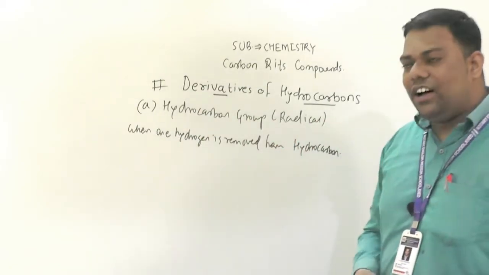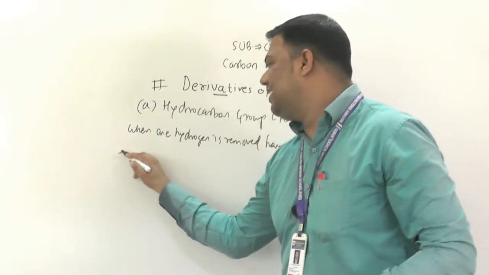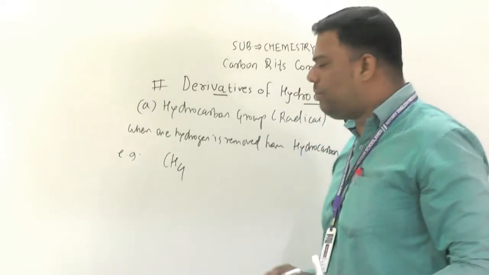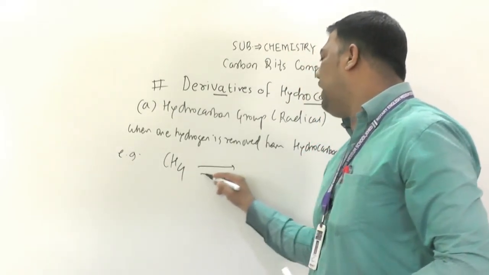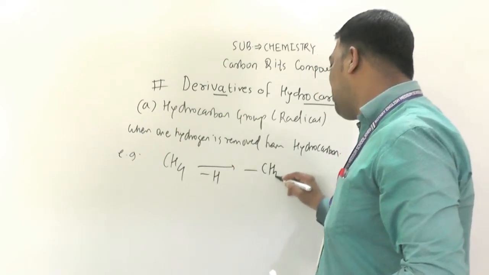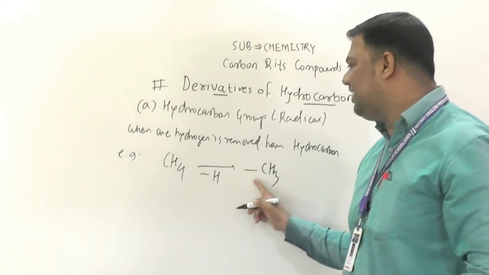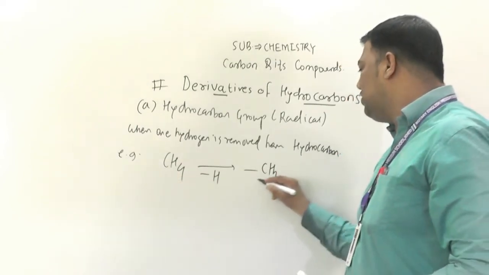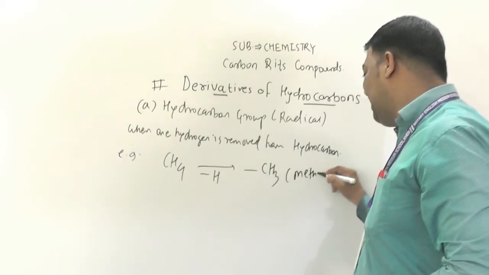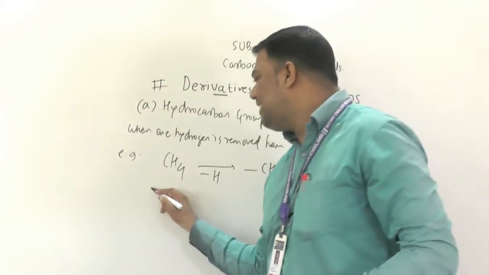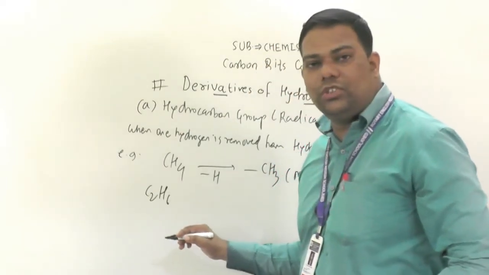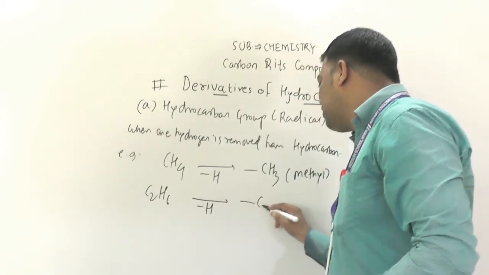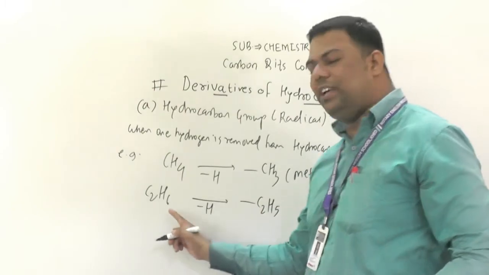Let us see an example. Suppose CH4 is your hydrocarbon. Suppose one of the hydrogens is removed, so we can call it a bond CH3. One of the hydrogens is replaced or removed, so what do we call this group? Methyl. Like that, in C2H6, which is ethane, one of the hydrogens is replaced, so we get bond C2H5.